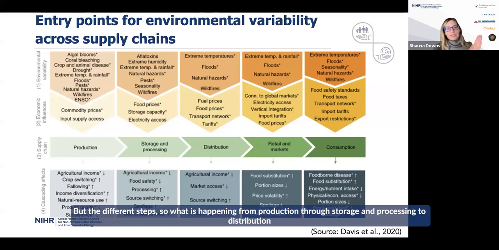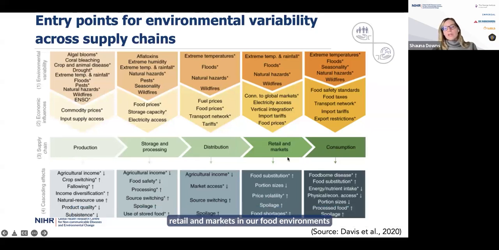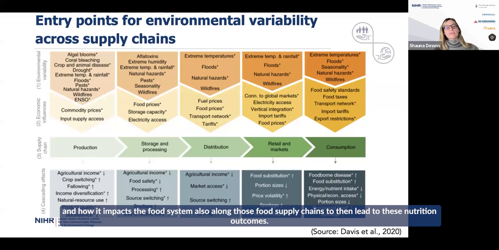But the different steps, so what is happening from production through storage and processing to distribution, retail and markets, in our food environments, that's a huge gap in the literature related to environmental variability or climate variability and nutrition, and how it impacts the food system also along those food supply chains to then lead to these nutrition outcomes.